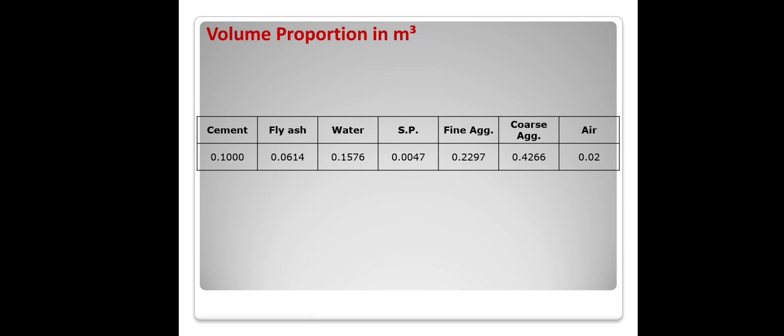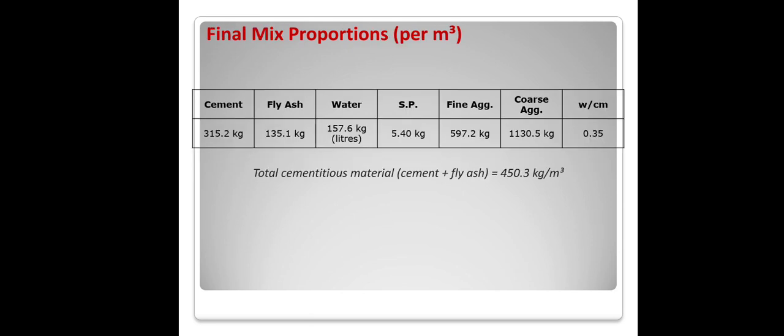So here is our final mix per meter cube. 315.2 kilograms of cement, 135.1 kilograms of fly ash, 157.6 kilograms of water, 5.4 kilograms of superplasticizer, 597.2 kgs of fine aggregate, and 1130.5 kg of coarse aggregate with the water cement ratio of 0.35.